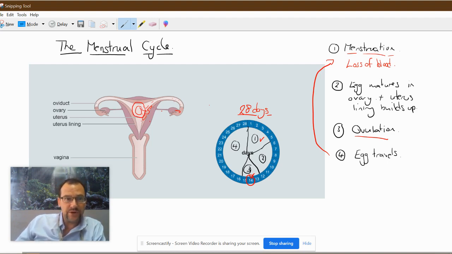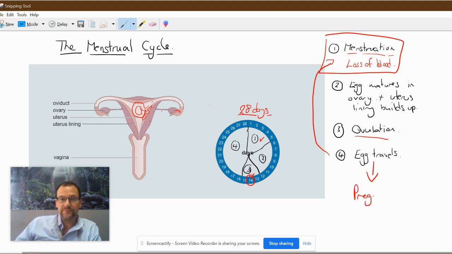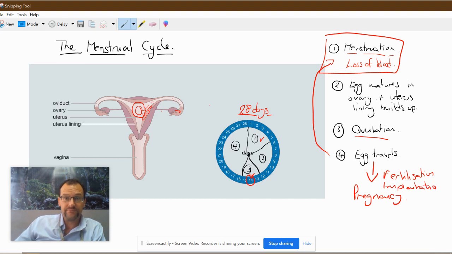So this process here, the development of the placenta, stimulates other chemical messages to stop menstruation happening. So we do not go back to menstruation. We then go on to another pathway, pregnancy. That only happens if fertilization and implantation take place. Otherwise, we do go back to stage one. Okay, menstrual cycle, finished.